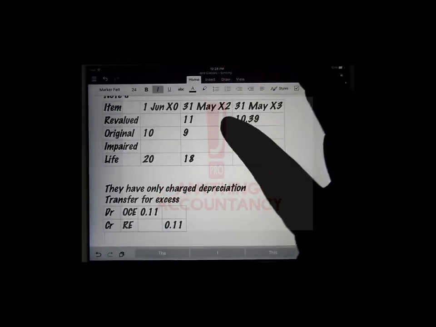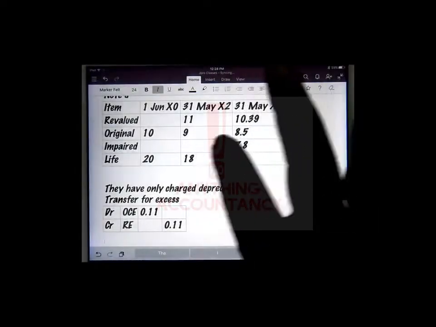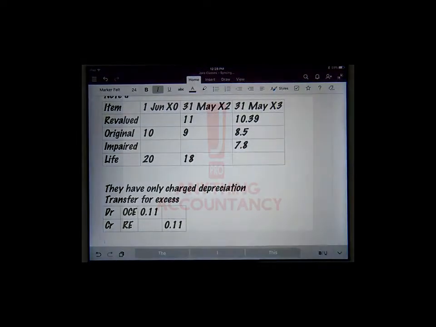0.11 is the difference between the depreciation here. Here to here is 0.5, right? Here to here is 0.61, right? Extra is 0.11. This one must transfer up. Pay attention. Transfer for excess depreciation. This is a policy.